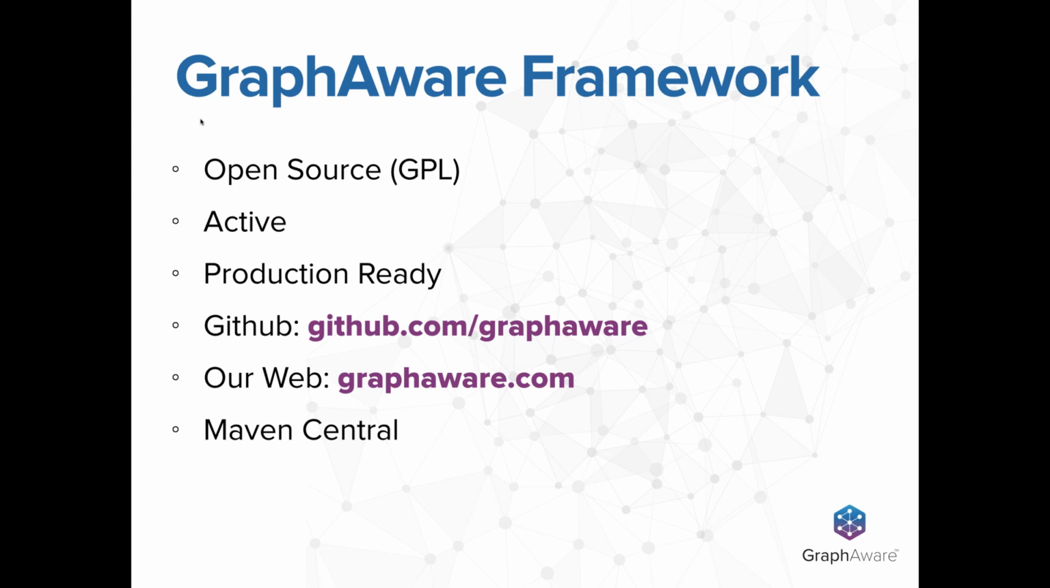Everything's open source, pretty much active, production ready, so it's in production in a number of clients. It's on GitHub and it's in Maven Central. We try to release a version compatible with the latest release of Neo4j within a few days. So now the latest one is 2.16. I mean, Neo4j 2.17 was released just a day ago or 2 days ago, so we're probably going to release a new version of the framework tomorrow.